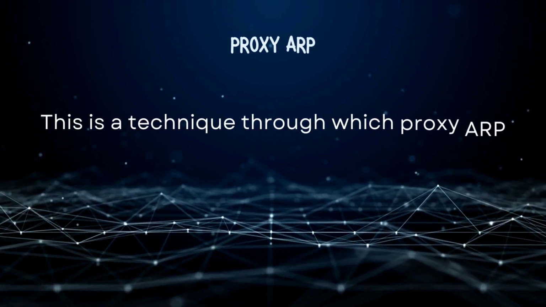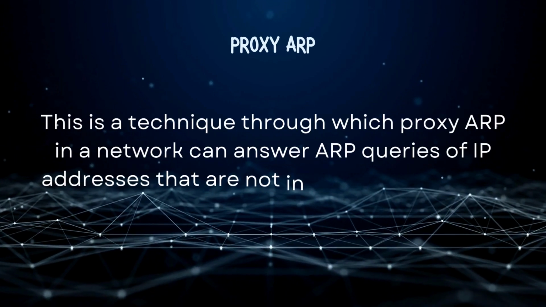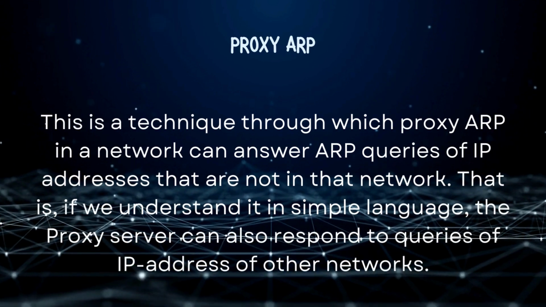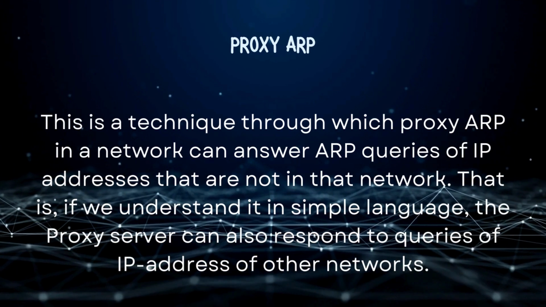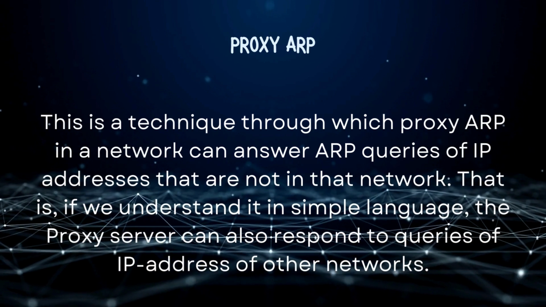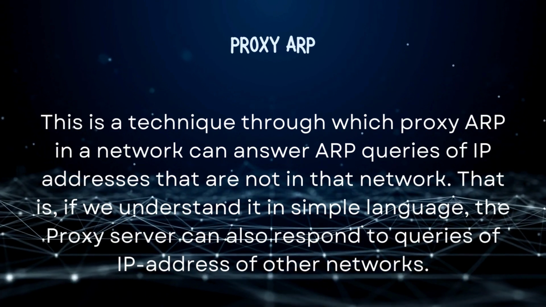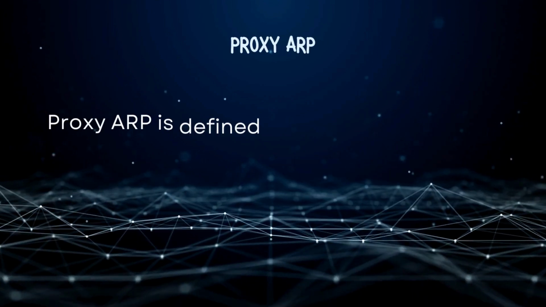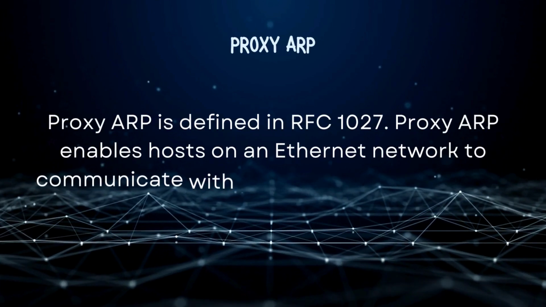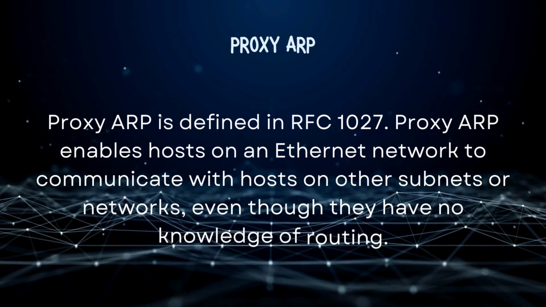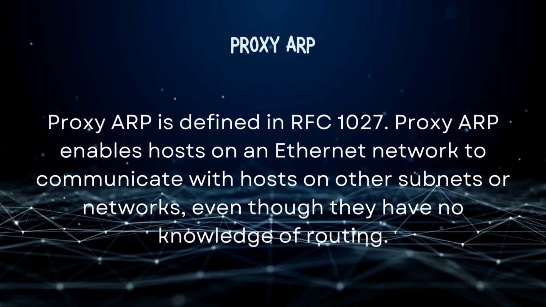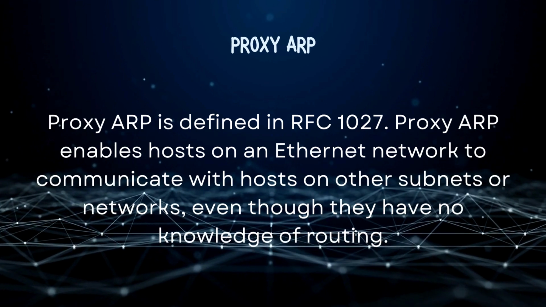Proxy ARP. This is a technique through which proxy ARP in a network can answer ARP queries of IP addresses that are not in that network. That is, if we understand it in simple language, the proxy server can also respond to queries of IP addresses of other networks. Proxy ARP is defined in RFC 1027. Proxy ARP enables hosts on an Ethernet network to communicate with hosts on other subnets or networks, even though they have no knowledge of routing.